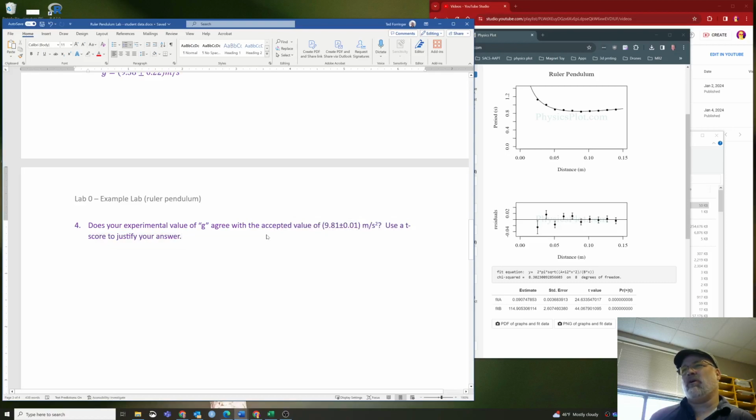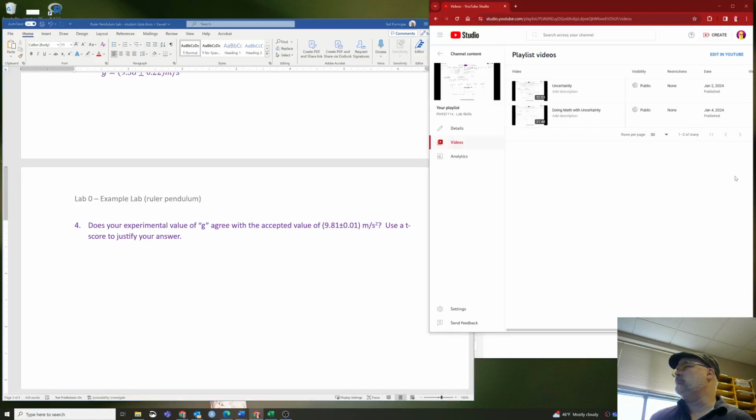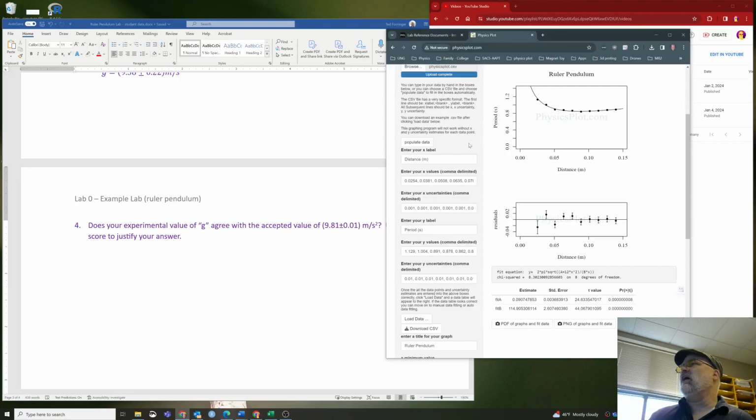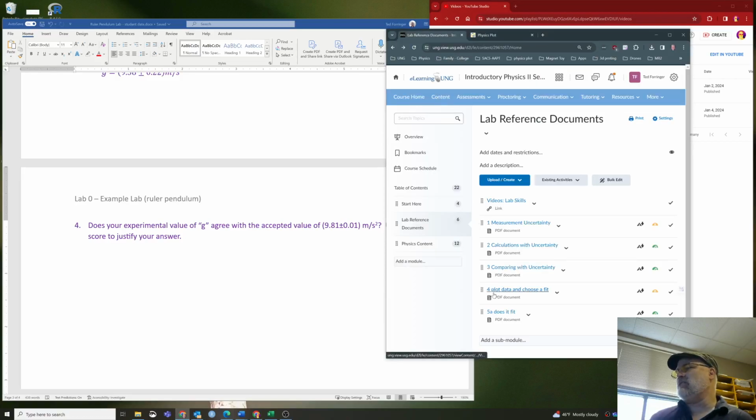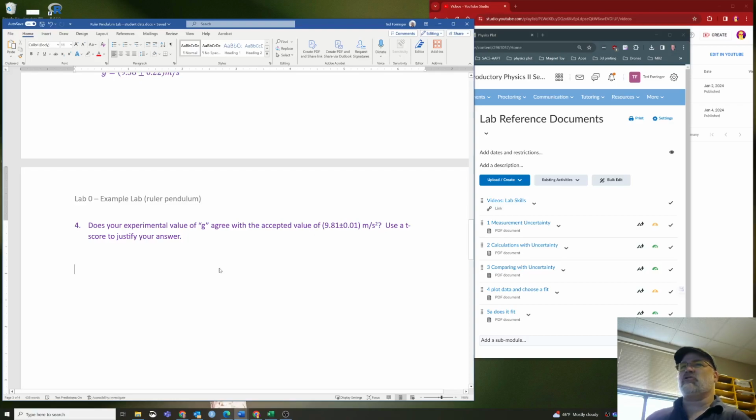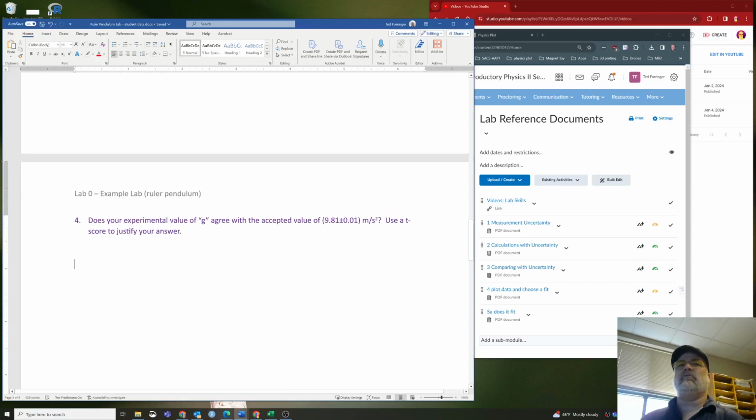All right, finally, does your experimental value of G agree with the accepted value of 9.81 plus or minus 0.01? Use t-score to justify your answer. And again, we have a reference document comparing with uncertainty that tells us how to use t-scores to answer a question like, do these 2 numbers agree with each other? So the thing we do here is we calculate a t-score.